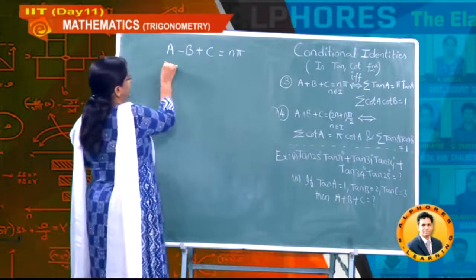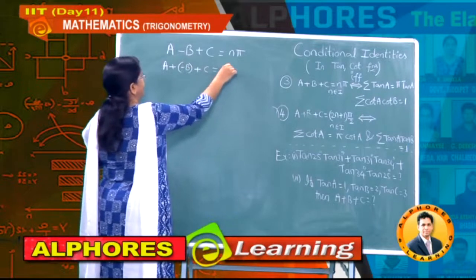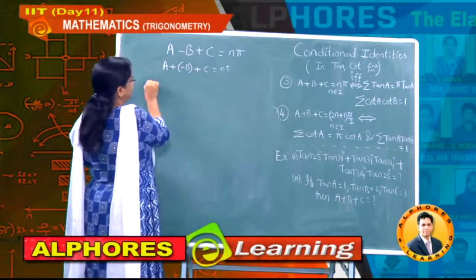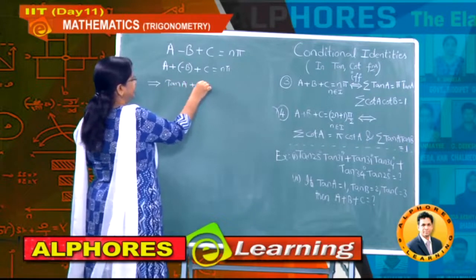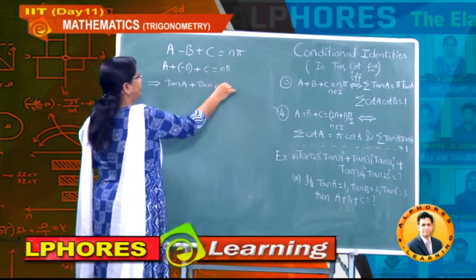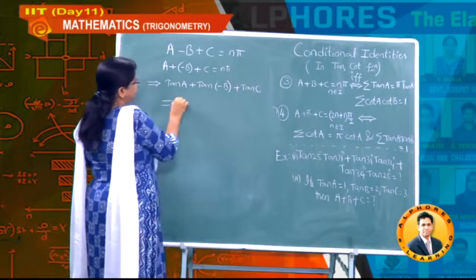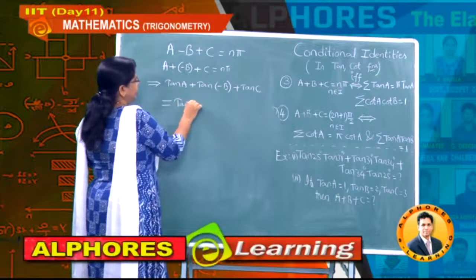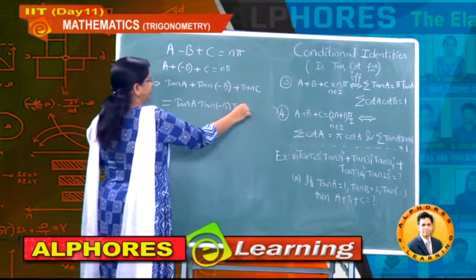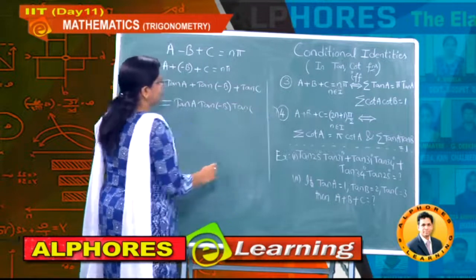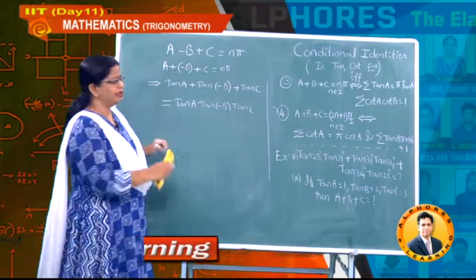That means A plus, this is minus B plus C equal to n pi. Okay. Then what is the result? It implies tan A plus tan B, instead of B, what you are having? Minus B plus tan C, and equal to what is our known value? Tan A, and into tan of minus B, and into how much? Tan C. So only one change, that is nothing but just replace B value by minus B.